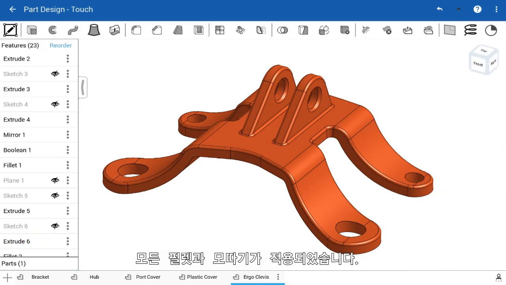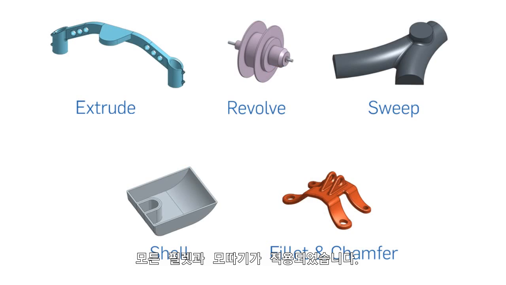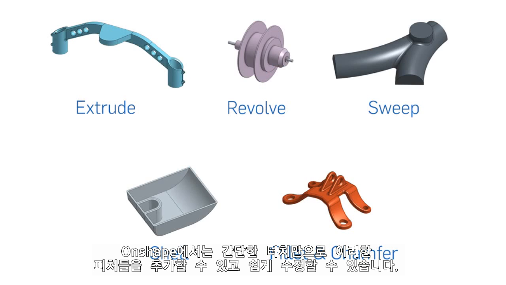This completes adding all of the fillets and chamfers to the model. All of these features were added with simple touches, making it easy to modify and manipulate models.